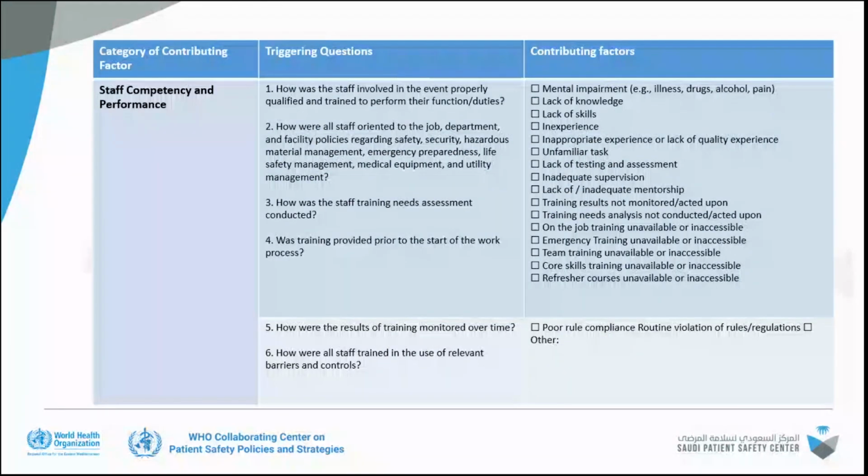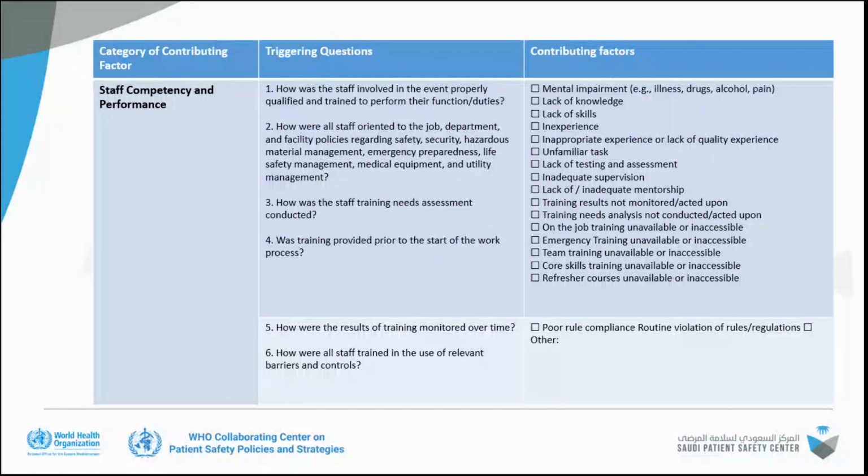The next category is the staff competency and performance. So now we will move on to see if the staff was properly qualified to perform that duty. Well, we have to ask also how was the staff trained? Was a staff training needs assessment conducted, or was training provided prior to the start of the work process?